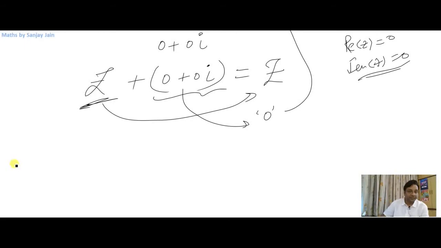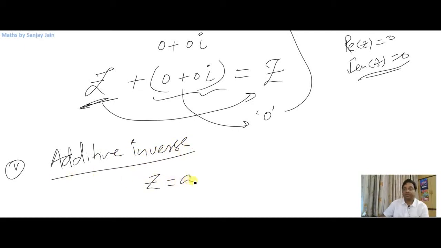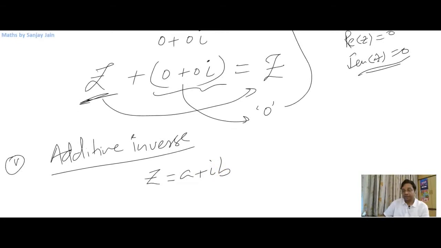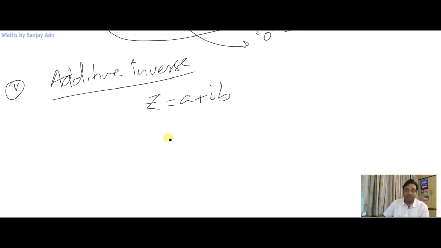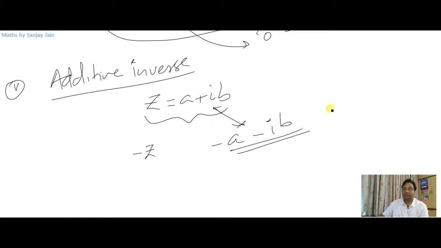Then there is another property, which is existence of additive inverse. So if I take a complex number a plus iota b, what do I add in this number to obtain the result 0? So what is the additive inverse? Minus z is the additive inverse, which is minus a minus iota b. If you add these two, you will get 0 as your result. So this is the additive inverse, or you can say minus z, or negative of a complex number.